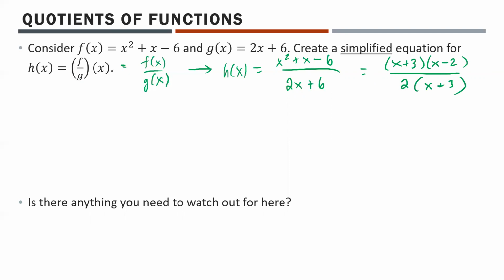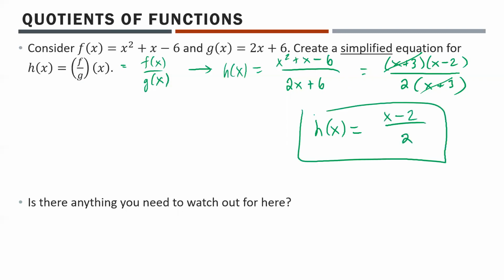Now, what I want you to notice is x plus 3 shows up on both the top and the bottom. So technically, those can get knocked out. Hopefully what you remember is, when we knock out something like that on the top and the bottom, that becomes a point of discontinuity. So we can't forget about that, but I will polish this off by saying h of x equals x minus 2 divided by 2, just the leftovers there. But it is important that we note that we have an NPV, a non-permissible value: x cannot equal -3.